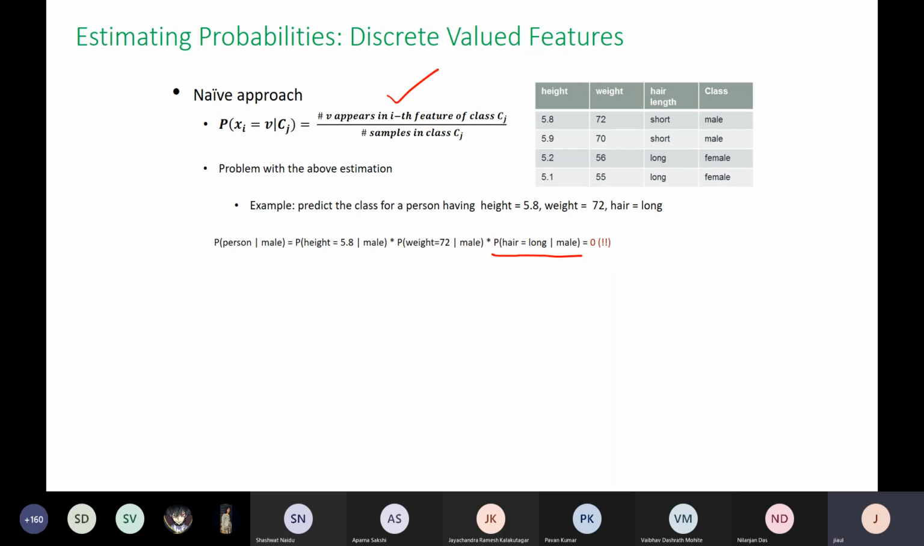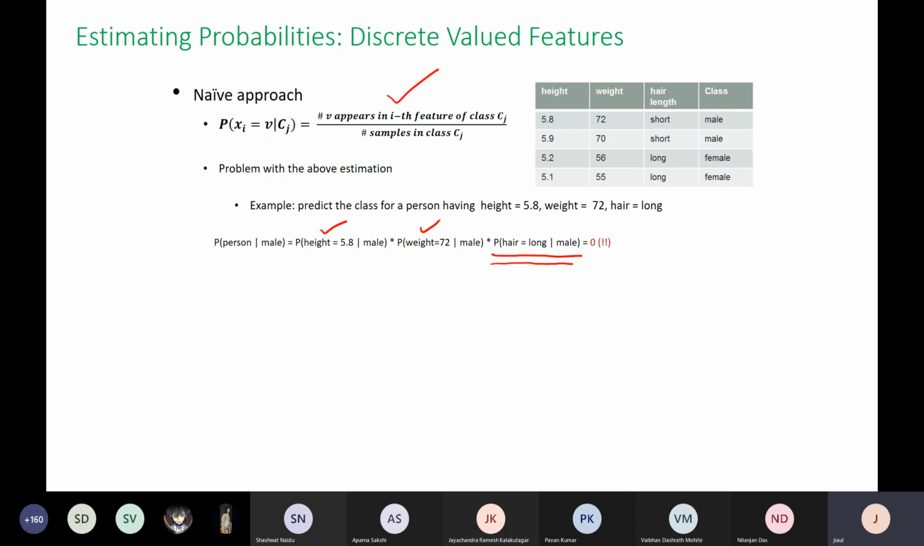So irrespective of whatever signals I am receiving from the height feature and weight feature, this simple little mistake here in estimating the hair is long given male is spoiling the show. If the probability becomes 0, that means you're going to say that this person is not going to be male. That's a problematic thing. A single indicator, if a single indicator says bad things, then the whole thing can become 0, and that is a problem.